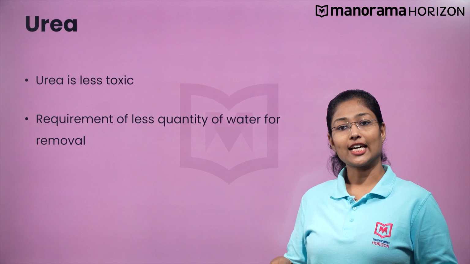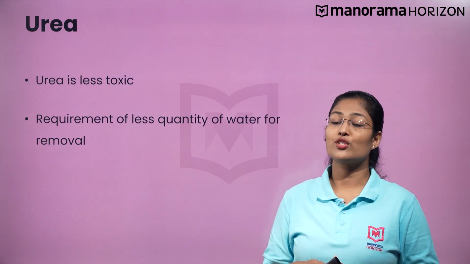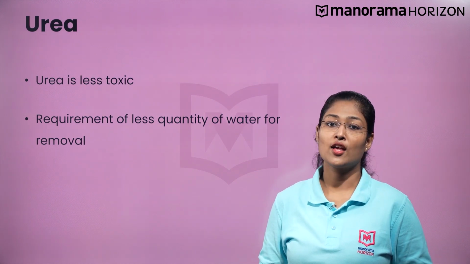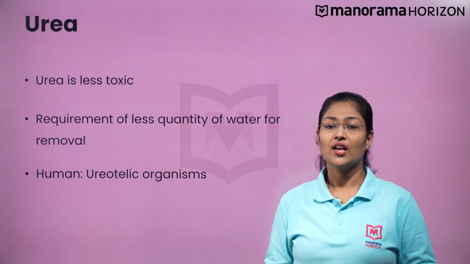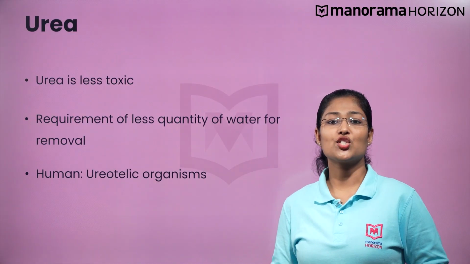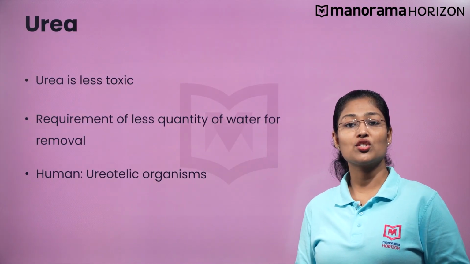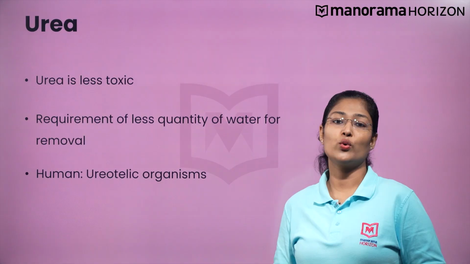Out of these three types, which category includes humans? Yes, humans are ureotelic organisms. Now, it is time to check the different excretory structures of invertebrates and vertebrates.